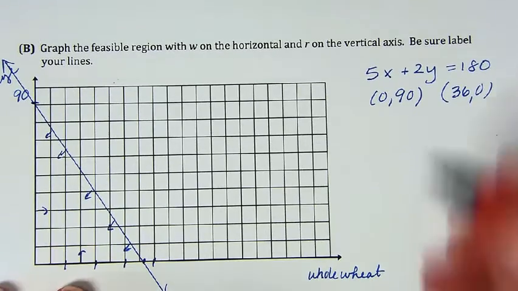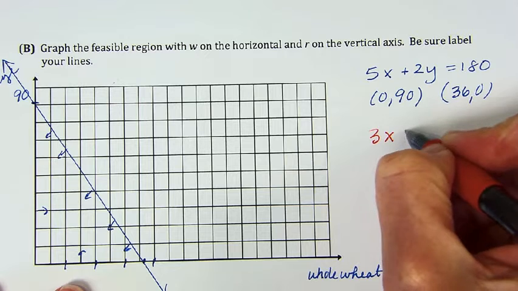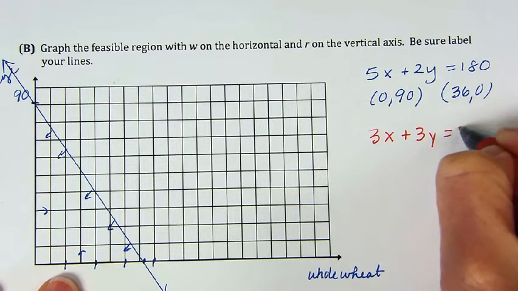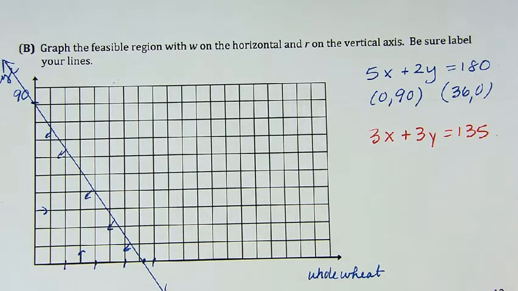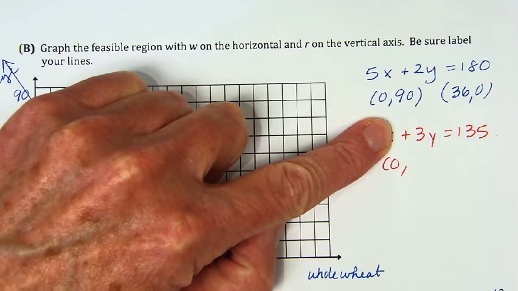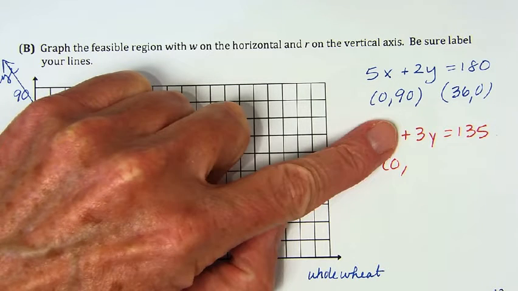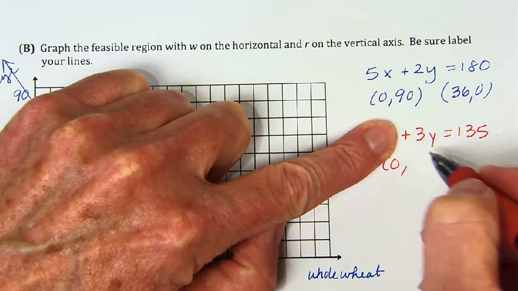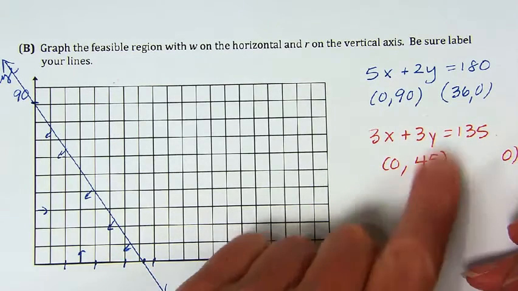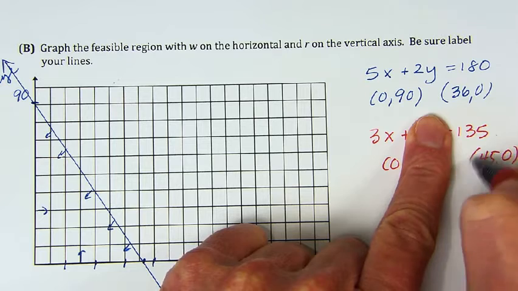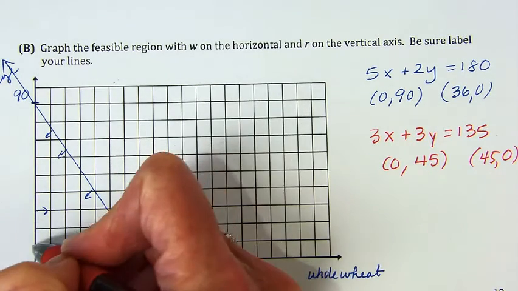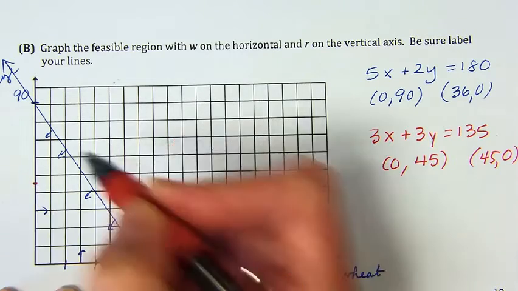Now the other constraint was 3w plus 3r. I'm just going to change it back to an equal sign and x's and y's. And this one's kind of nice because I have the same numbers. So 0 plugged in for x yields 3 times what equals 135, and I am pretty sure that's going to be 45. And then if I plug in 0 for y, I'm going to get 45 for x, so that's kind of nice. Let's see, that was 40, so here's 45, 10, 20, 30, 40, 45.